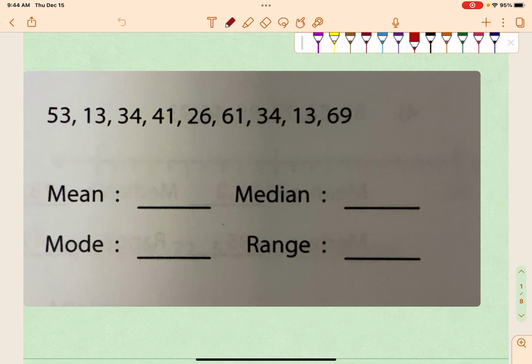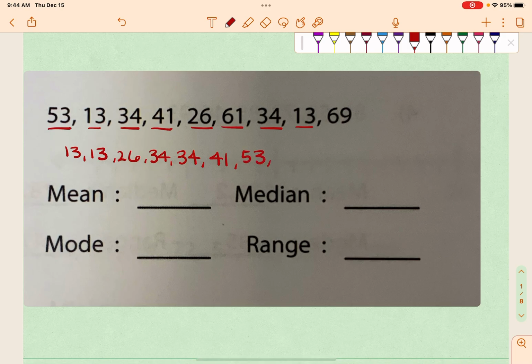So if I do this, the lowest number I see up here is 13. I have two of them, so 13 goes on my list twice. And the next one will be 26. There are two 34s. Then 41, 53, 61, and 69. Now it is fairly easy to go through and put them in order. That's usually the easiest way to do that.